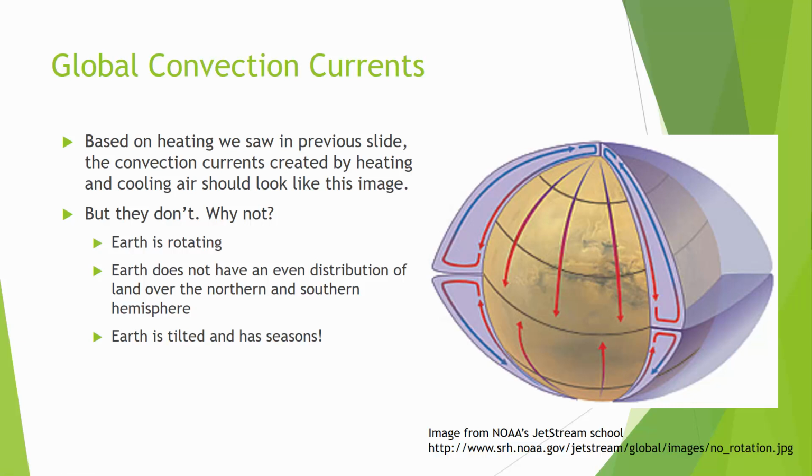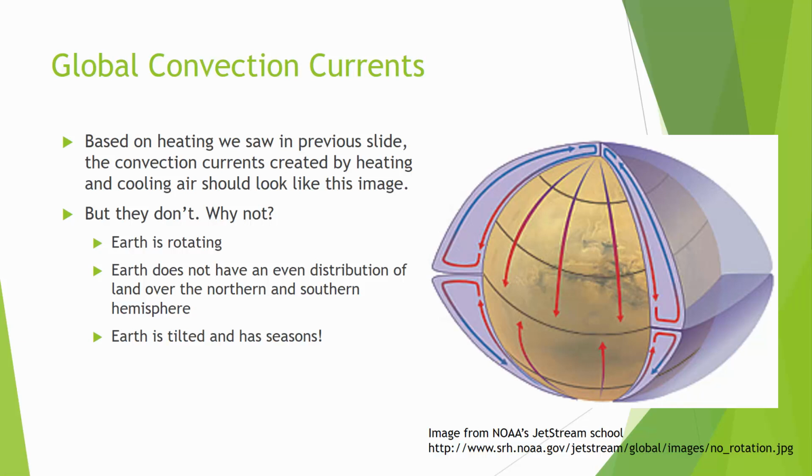Also, Earth does not have an even distribution of land in the northern and southern hemispheres, and the land heats up more quickly than the oceans and cools down more quickly, and so that's going to cause differential heating over Earth's surface. So there's more land in the northern hemisphere than there is in the southern hemisphere, so that northern hemisphere is going to absorb more heat on the land surfaces.